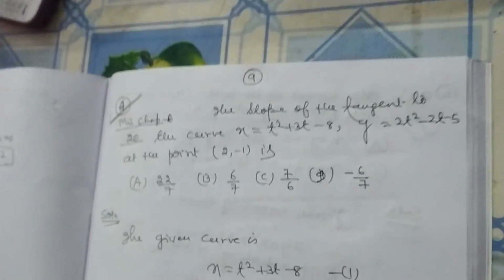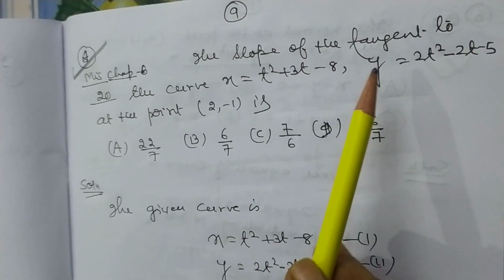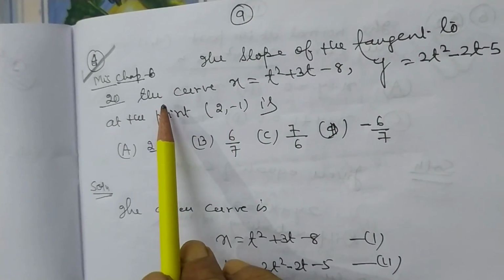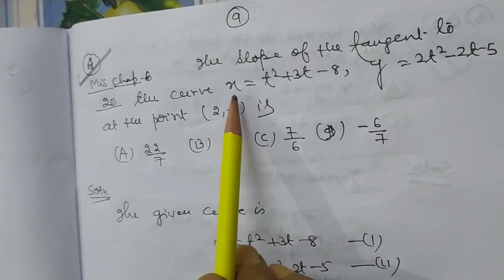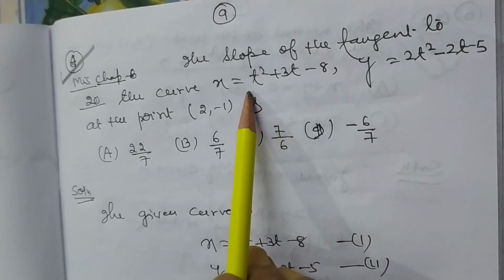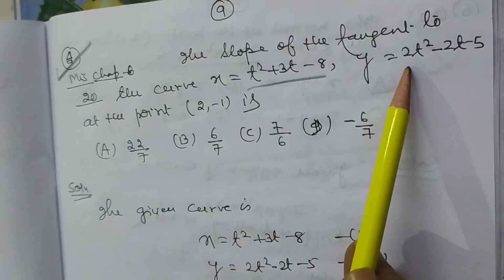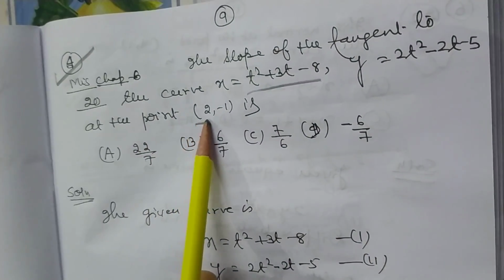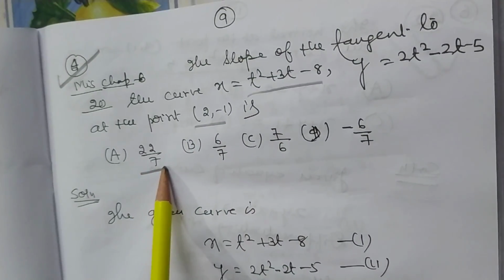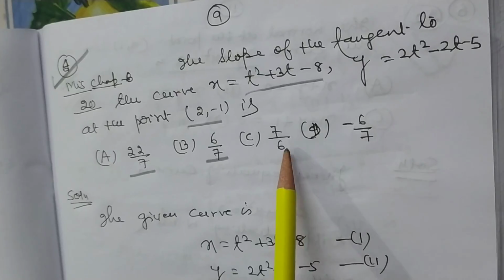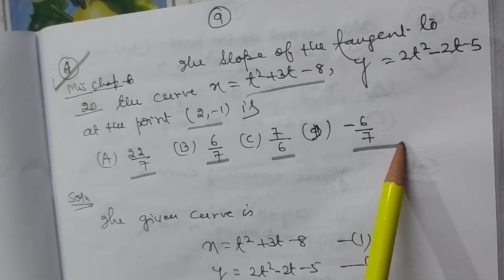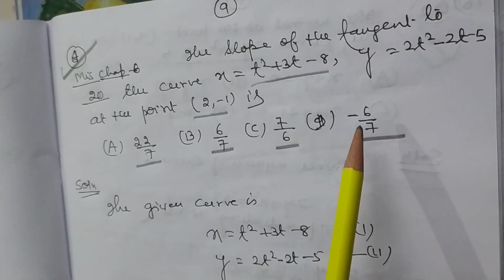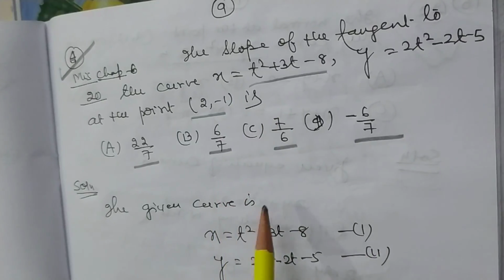My dear students, the next problem is: the slope of the tangent to the curve x = t² + 2t - 8, y = 2t² - 2t - 5 at the point (2, -1) is: 22/7, 6/7, 7/6, -6/7. My dear students, how will you solve this type of problem?